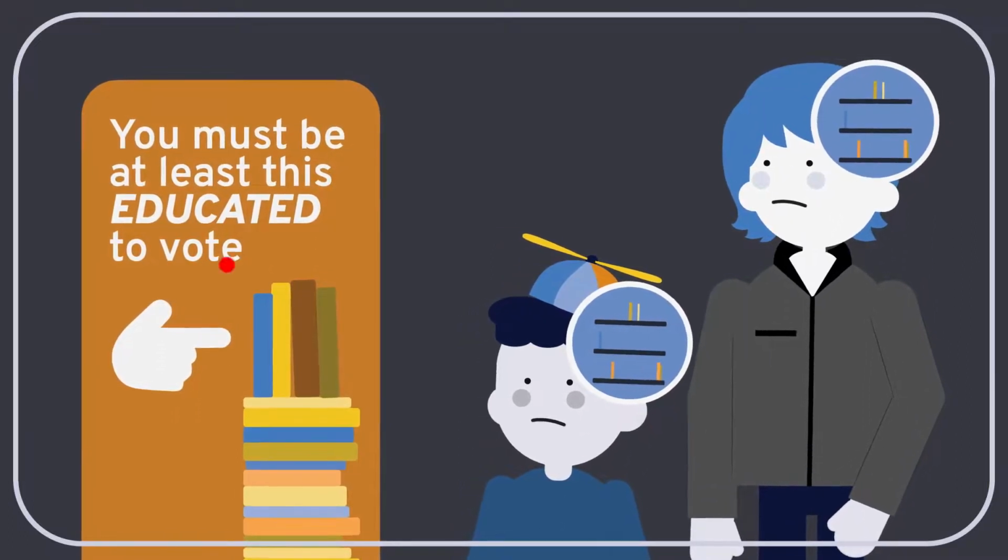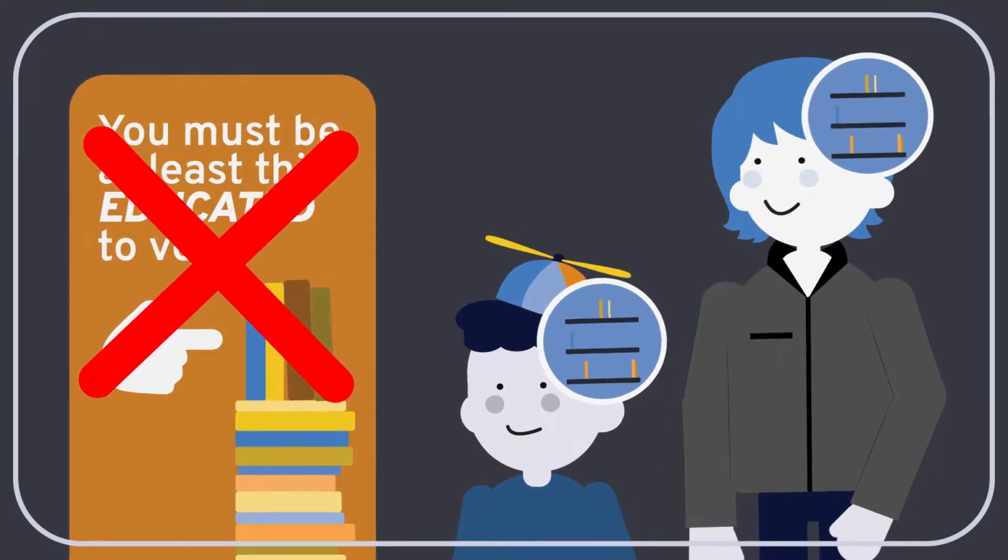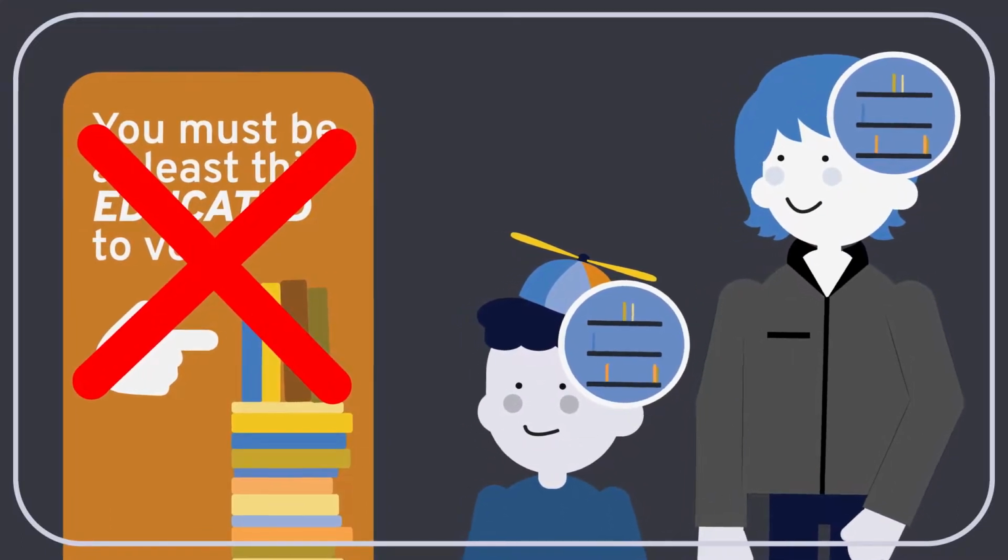Or instead, we could abandon the idea that someone's ignorance justifies excluding them from the franchise altogether and give kids the right to vote. What do you think?